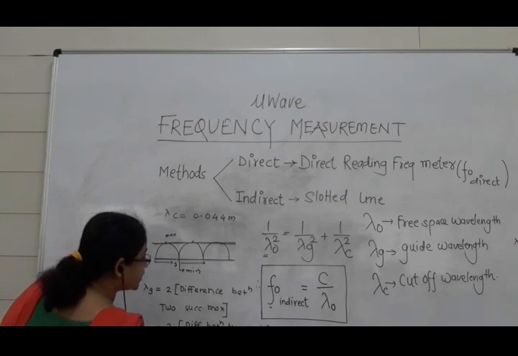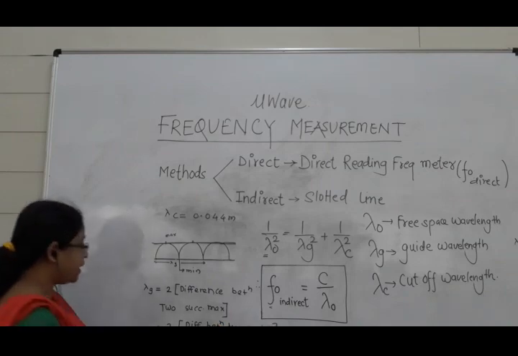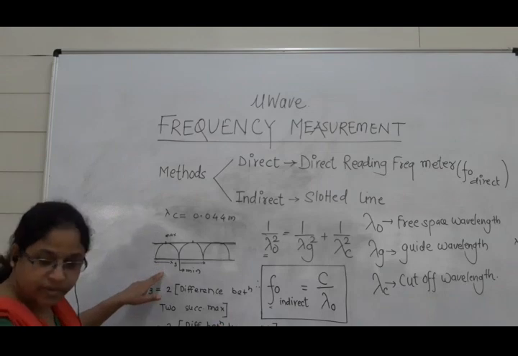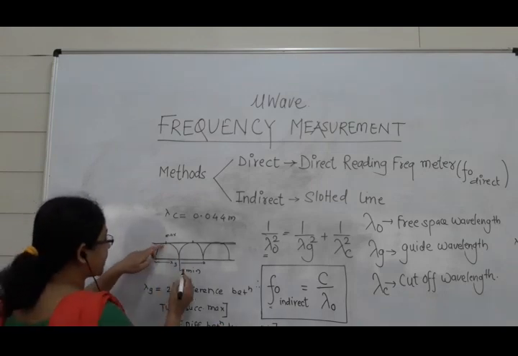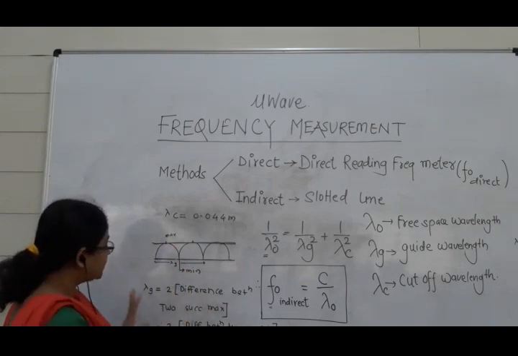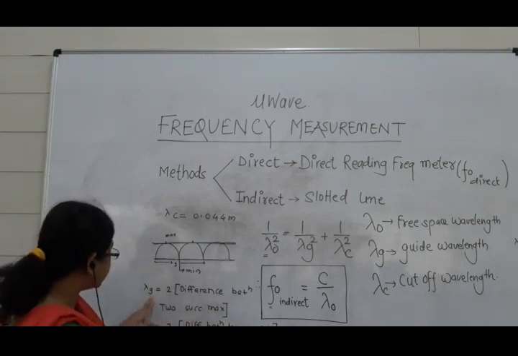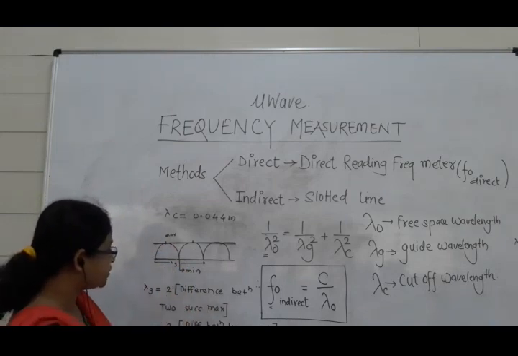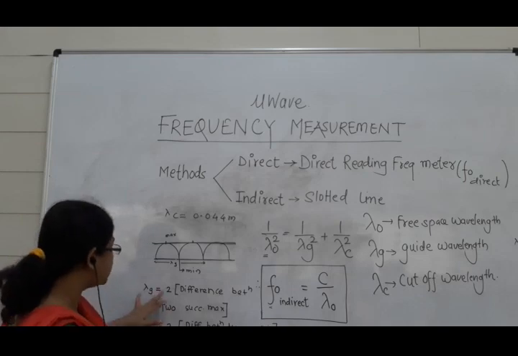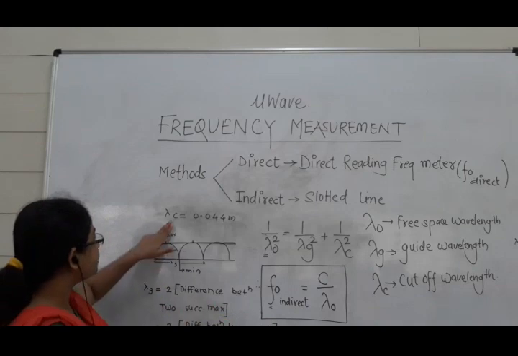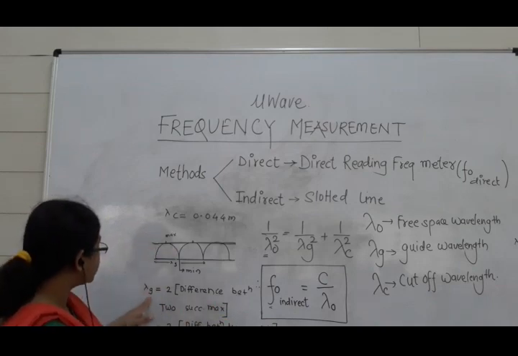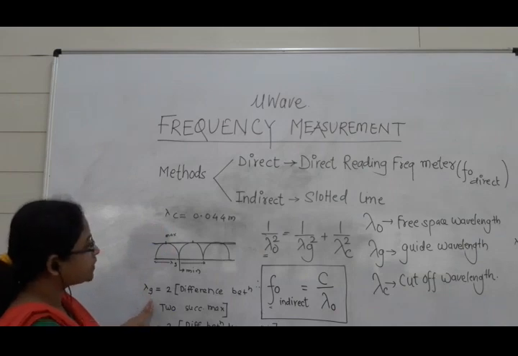So this is how you can calculate the lambda g. If I have a slotted line, I can calculate the maximas, I can calculate the minimas, and then you can see what is the lambda g. So 2 into the difference between either two successive minimas or 2 into the difference between two successive maximas. Now I know the lambda c. By using the practical setup, I can find out the lambda g.